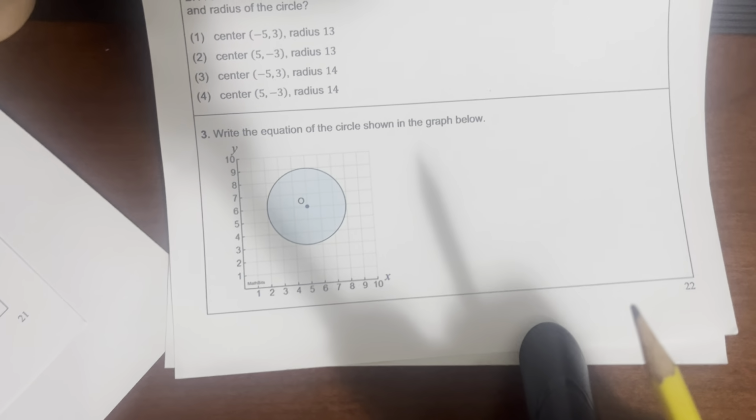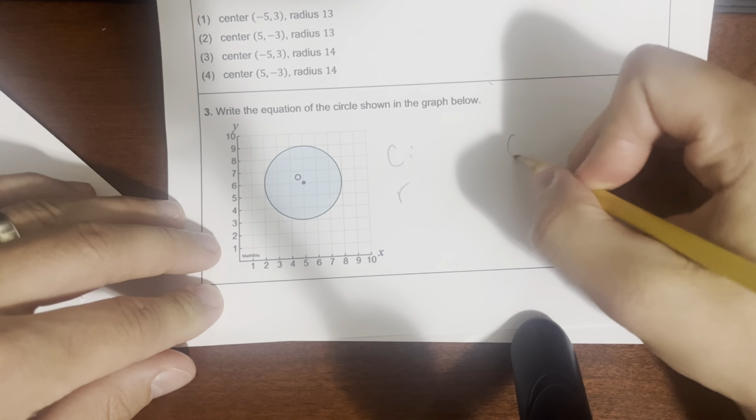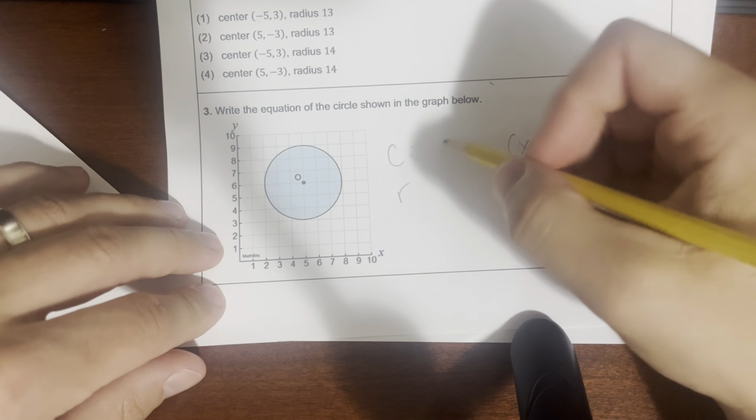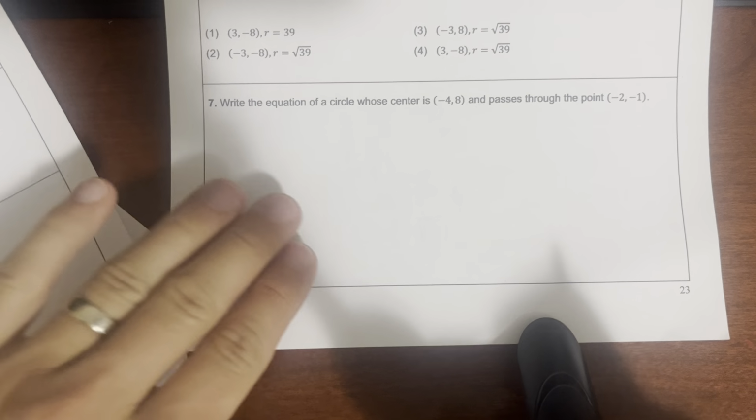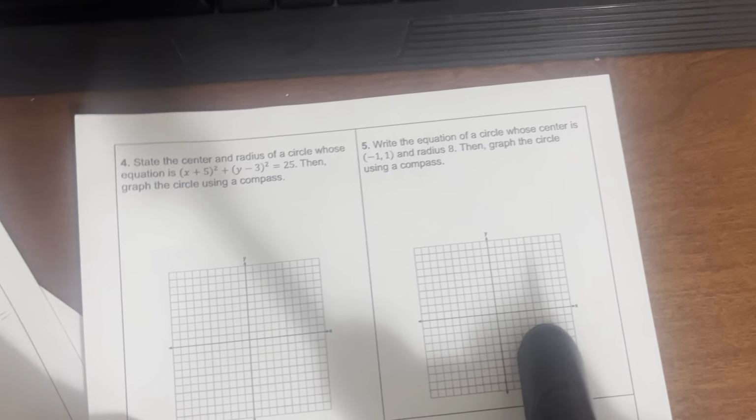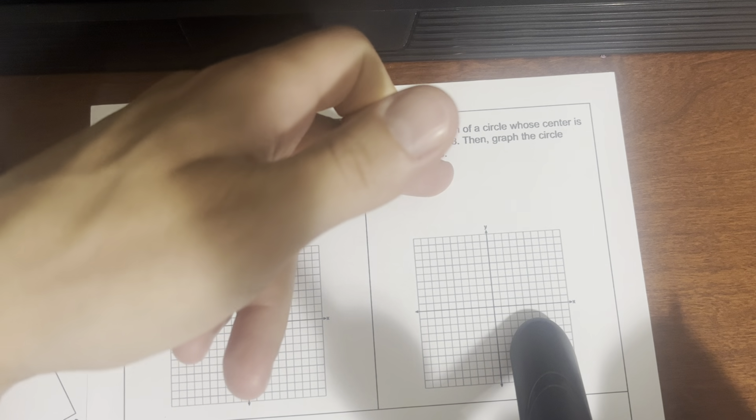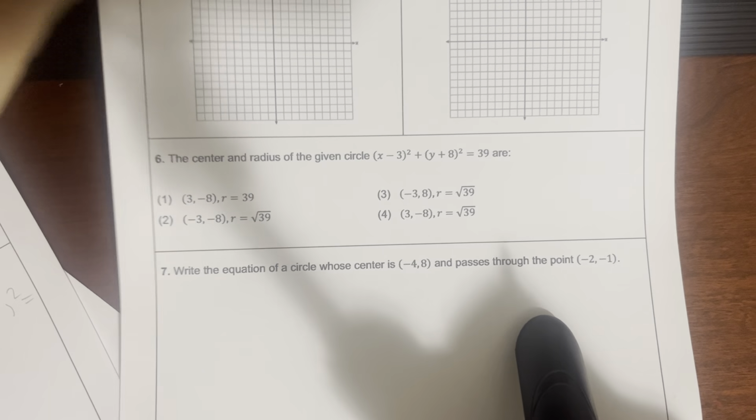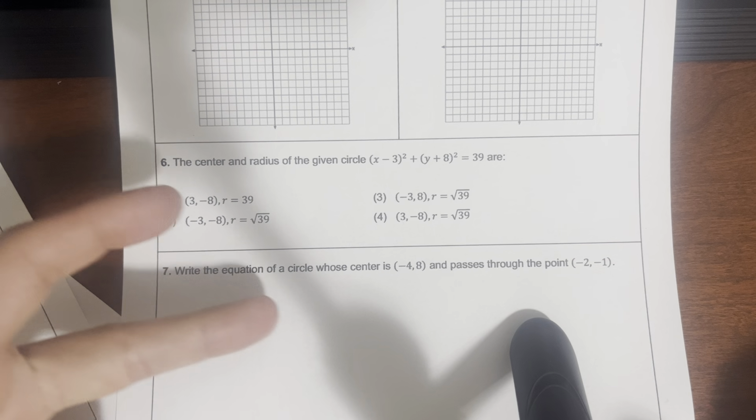For number 3, you should write out the center and the radius and then write your equation. So write out the information first and then write the equation. Number 4 is just like you did earlier with the graphs. Write out the center, radius, graph it. Write the equation, graph it. And number 6, pull out the information. And number 7, write the equation of a circle.